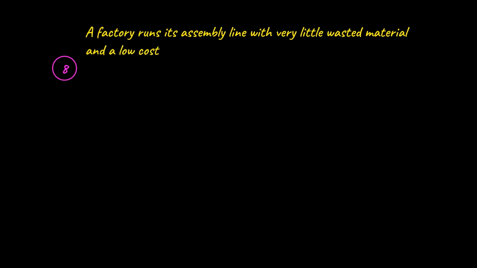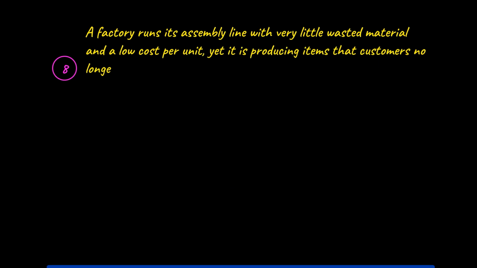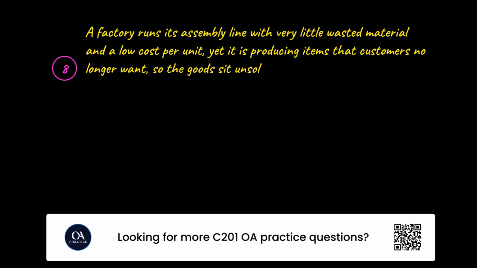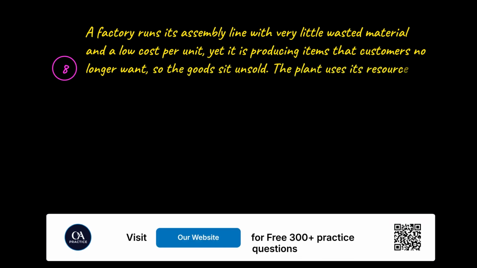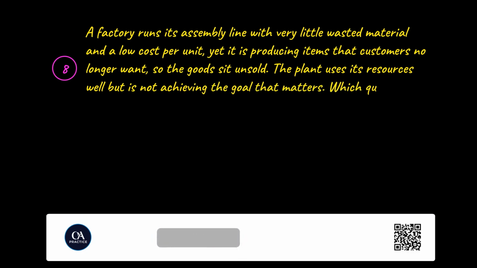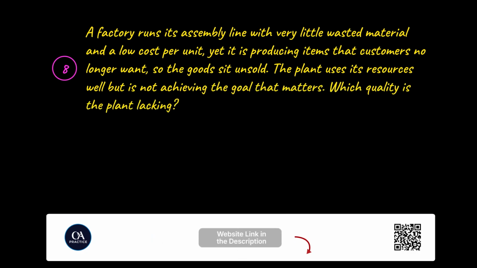Question 8. A factory runs its assembly line with very little wasted material and a low cost per unit. Yet it is producing items that customers no longer want, so the goods sit unsold. The plant uses its resources well, but is not achieving the goal that matters. Which quality is the plant lacking?